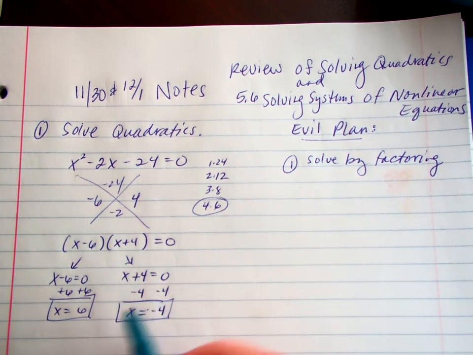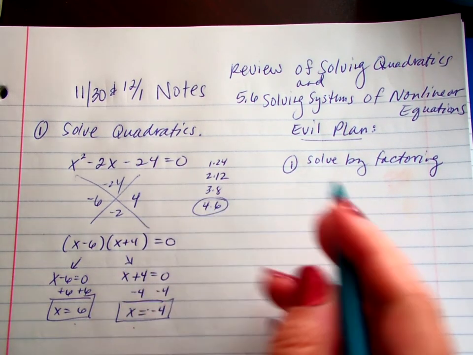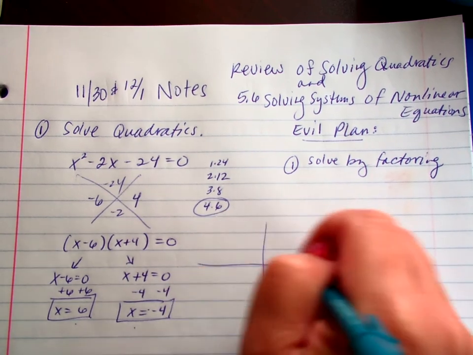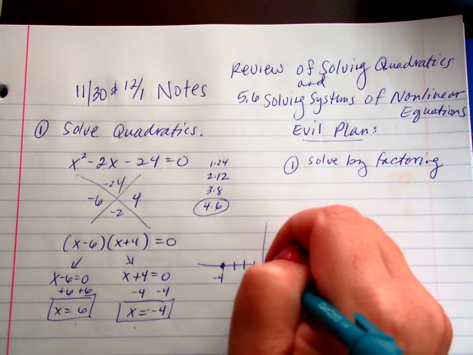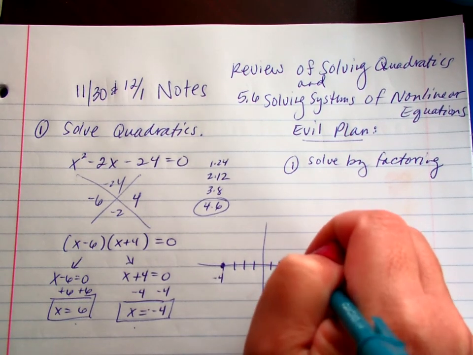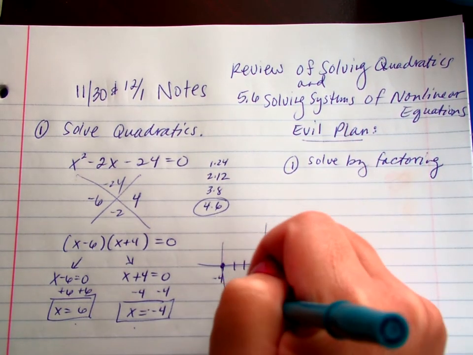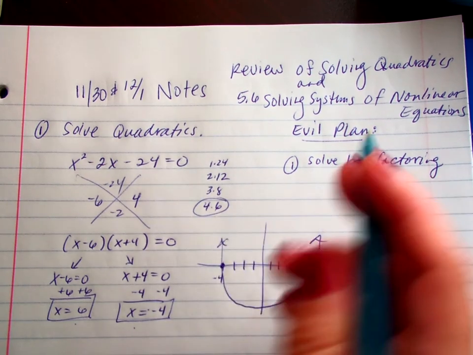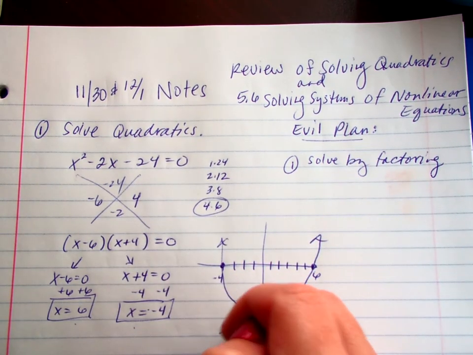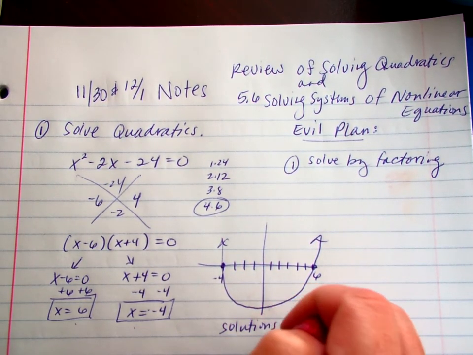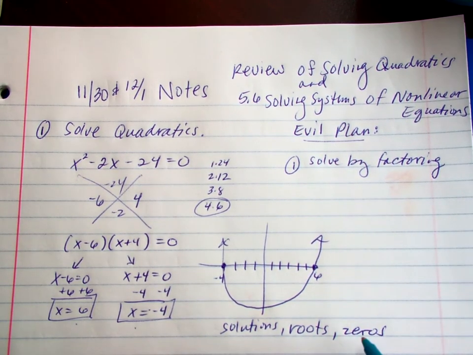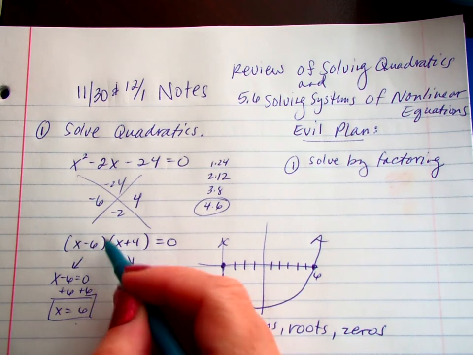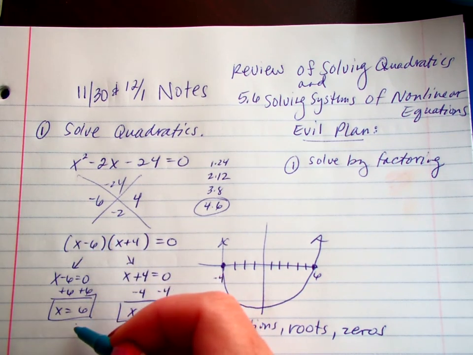So what did I just find? I found that I have two real solutions to this quadratic. If I were to graph it, it touches at negative 4 and at 6. These are my two solutions, my roots, my zeros. They are the opposite signs from the factors. If the factor was a negative 6, the solution is a positive 6.